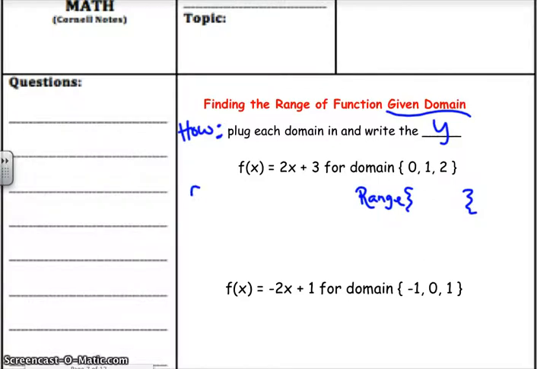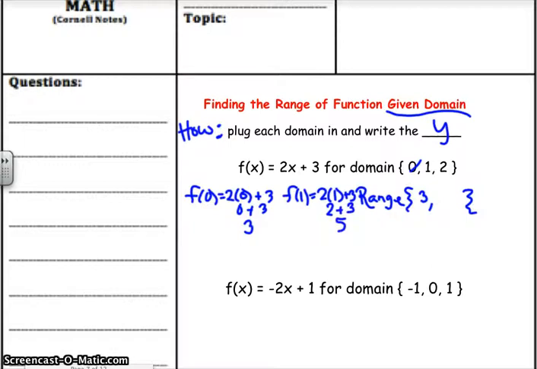So I'm going to say f of 0 is 2 times 0 plus 3. 0 plus 3, 3. 3 is a y. Look, 3 is a y. 3 is now part of my range. Okay, that's me plugging the x in. Now I did that one, now I got to plug the other one. My function at 1. I got to evaluate at 1. Write this down. My function at 1 is going to be 2 times 1 plus 3. 2 plus 3, 5. That's my y. That goes there. I have one more to go.